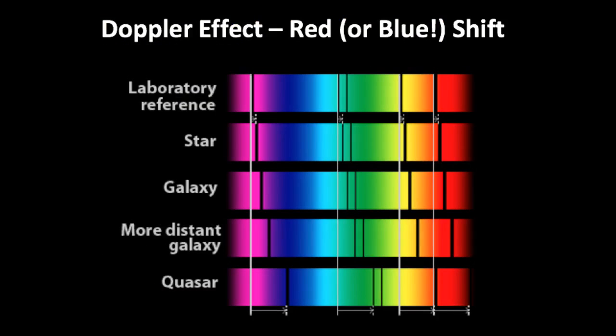An object's spectrum is affected by its motion. If it is moving away from the observer, its light is shifted towards the red end of the spectrum. If it is moving towards the observer, its light is shifted towards the blue end of the spectrum. This also works with sound. A car horn changes pitch as a car approaches you, and then passes you by.